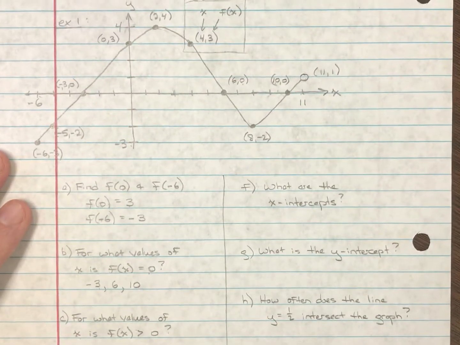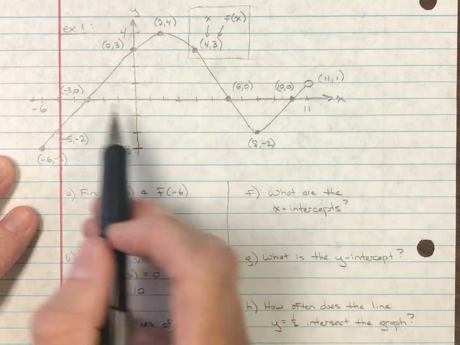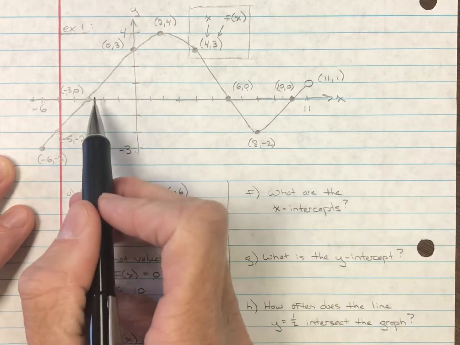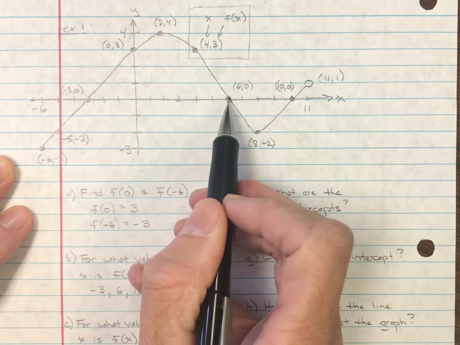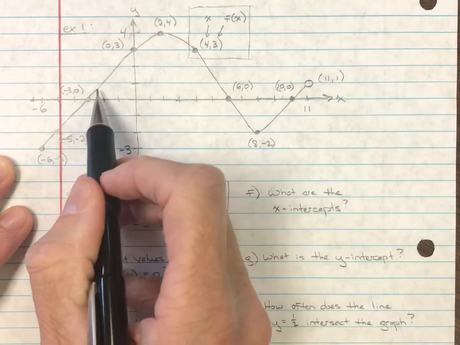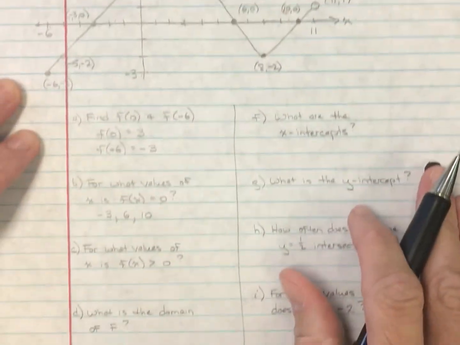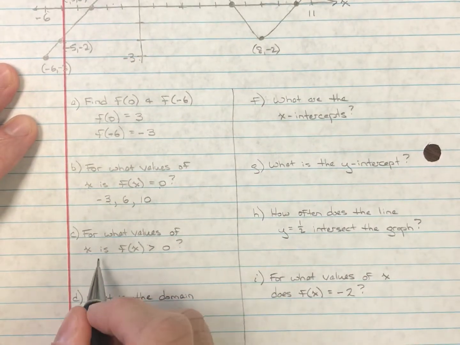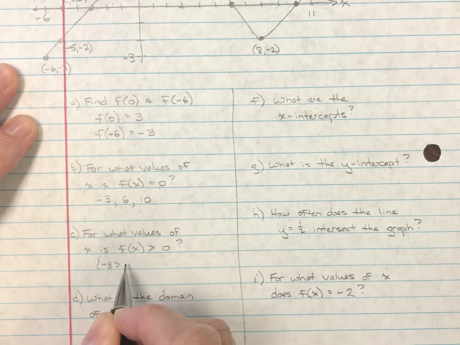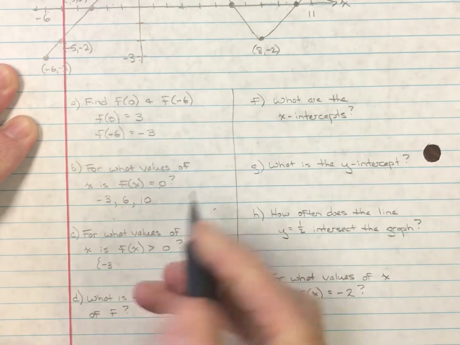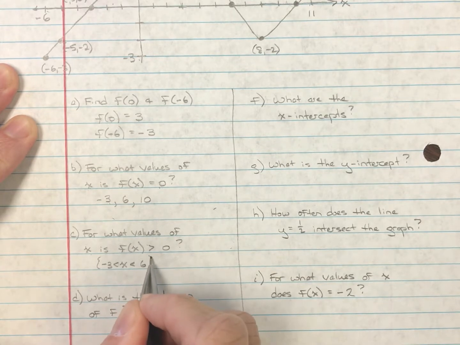Greater than 0 means we are above the x-axis. For what values of x are we above the x-axis? Well, we're above the x-axis from greater than -3 and less than 6. So we can say here, when x is greater than -3 and less than 6.